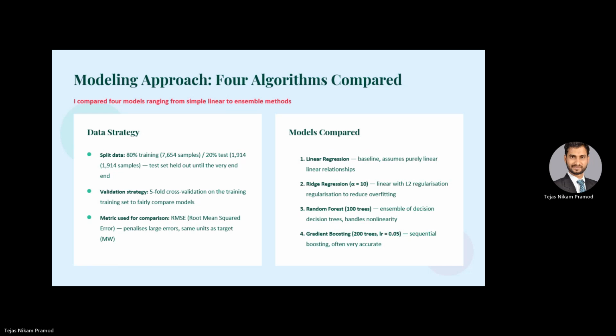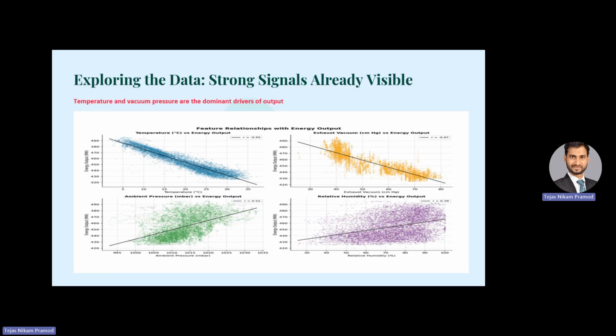Now these are the scatter charts which I've plotted, comparing each input variable versus the output, just to understand how closely these input variables are related to the energy output. As you can see, temperature has a very close correlation, a negative correlation, with the energy output. The rest are not as closely correlated.